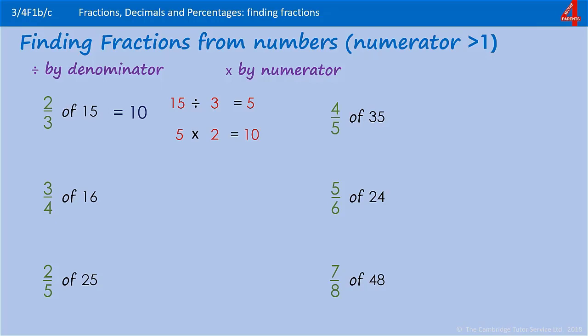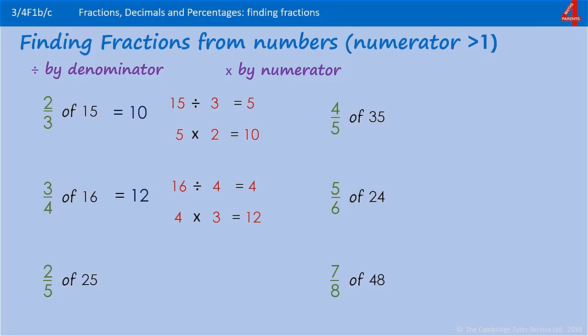Let's try the next one. 3/4 of 16. I'm going to divide 16 by the denominator, then multiply that answer by the numerator. 16 divided by 4 is 4. Now I'm going to multiply 4 by the numerator. 4 times 3 is 12. 3/4 of 16 is 12.